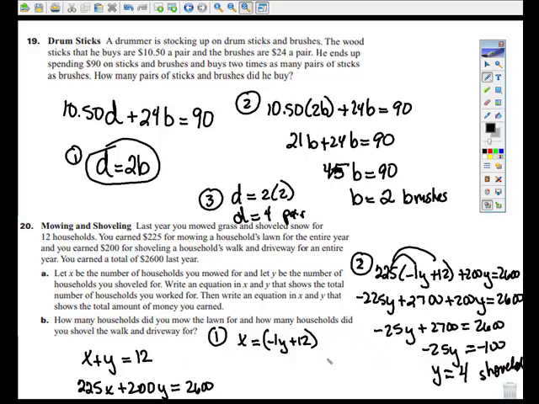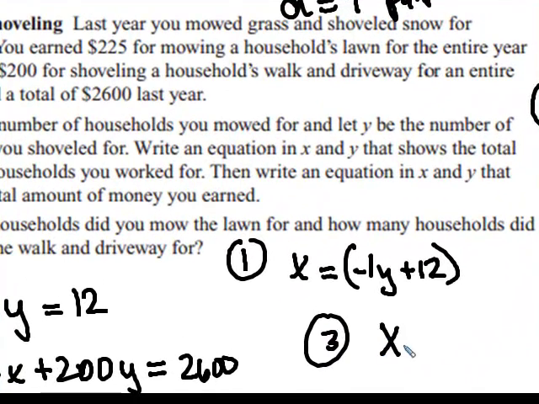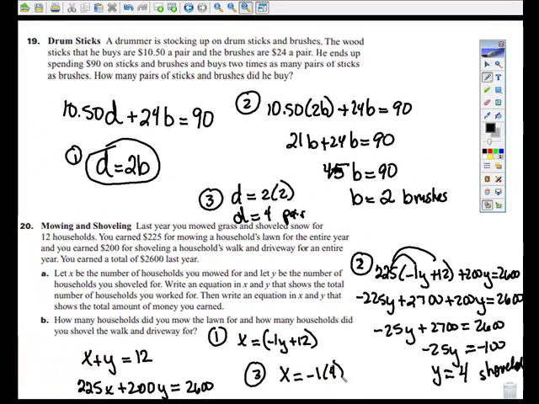Now I'm going to put that back in here. So I have step 3, x equals negative 1 times 4 plus 12. So x equals negative 4 plus 12 is 8, and these are 8 lawns that we mowed.